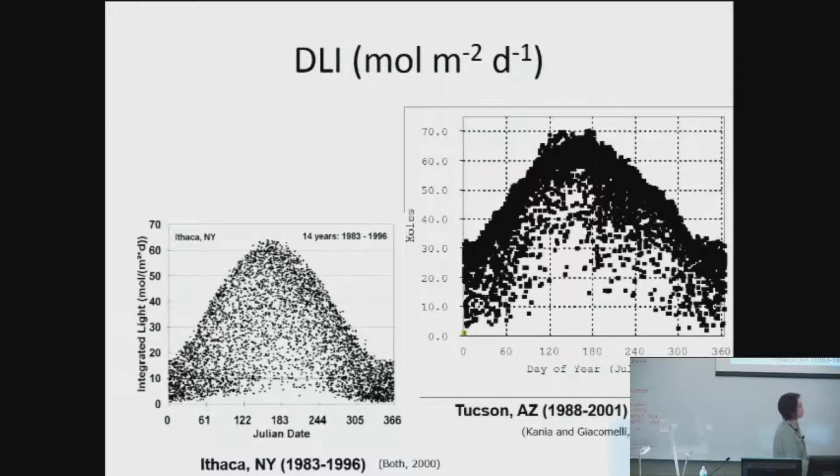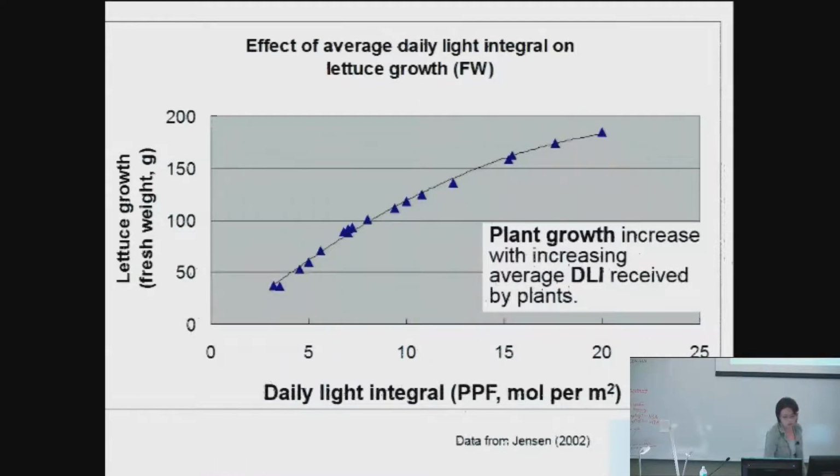So that means growing plants in Ithaca, New York may be unpredictable. And you might need to add some artificial lighting in a greenhouse to grow during winter. But in Tucson, you may not need that. So this is very useful, just by looking at light intensity, the capacity of plants to grow.